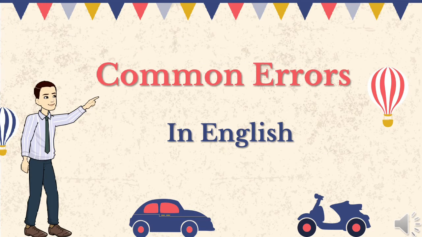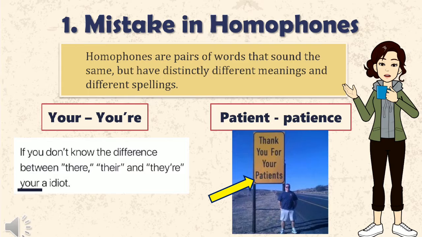Let us move to the next section, which is the common errors that we used to see in English. The first common error is mistakes in homophones. Homophones are pairs of words that sound the same, but they have distinctly different meanings and different spellings. For example, "your" and "you're." They sound the same, right? But they have different meanings. The word "your" is a possessive adjective used to indicate ownership. It is often followed by a noun. On the other hand, "you're" is a contraction of "you are." It is usually followed by the present participle, where "ing" is added to the base verb.